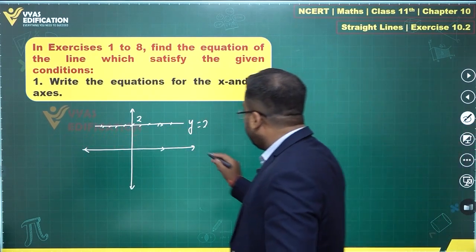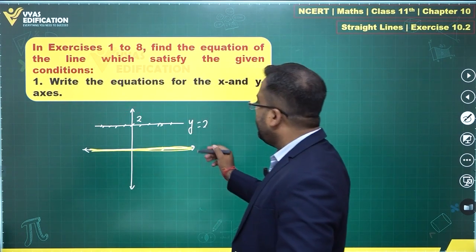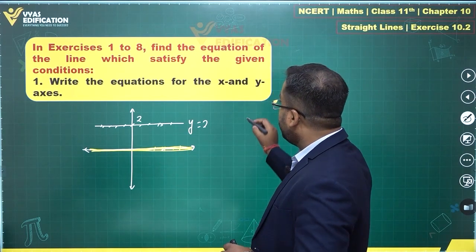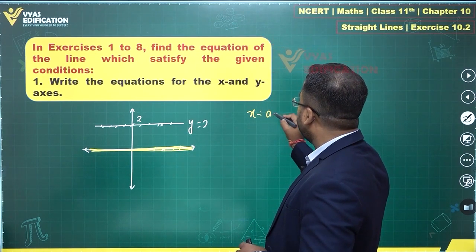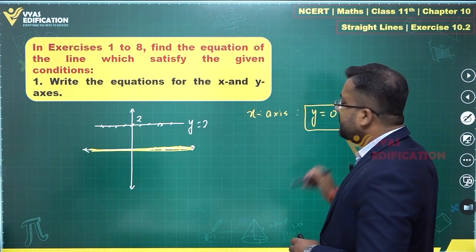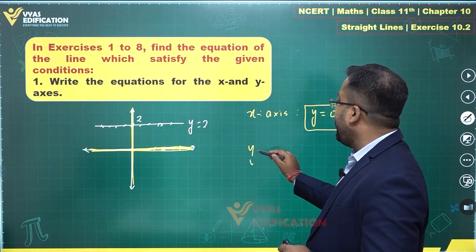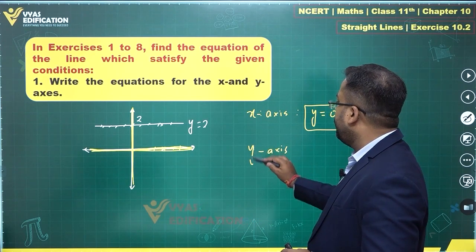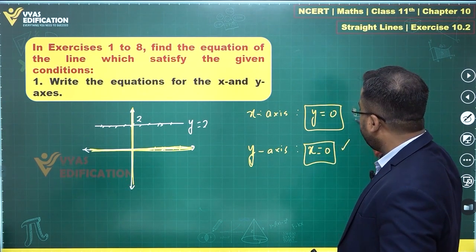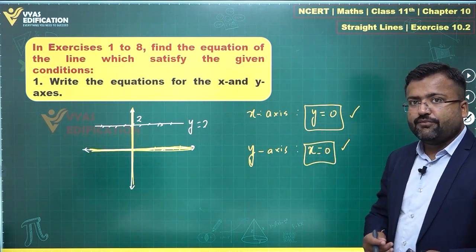If you talk about the x axis, in this particular case, for the x axis, all points will have y coordinate 0. So equation of x axis will be y equals 0. Similarly, the equation of y-axis over here, for y-axis, what do you have? For y-axis, all points will have x coordinate 0, and yes, these are the corresponding equations of x-axis and y-axis.